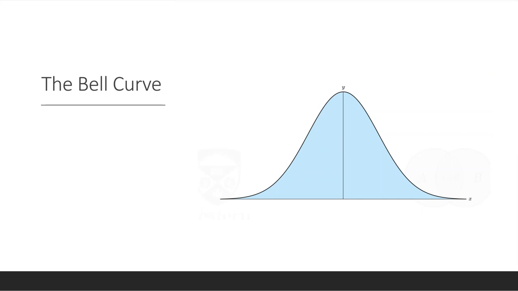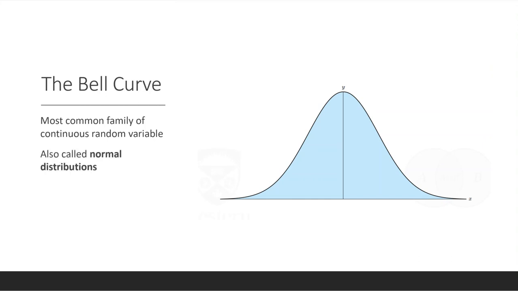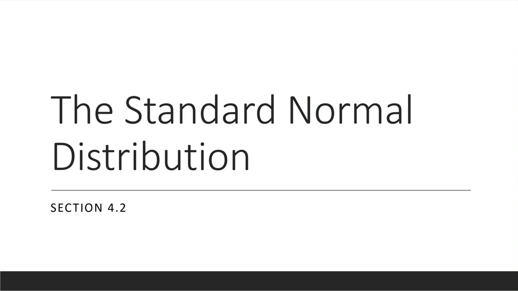The most famous probability distribution is probably the bell curve, and it's, in fact, the most common family of continuous random variable. We also call these bell curves normal distributions. In section 4.2, which is what we're going to start with, we're going to focus on one particular normal distribution called the standard normal distribution.